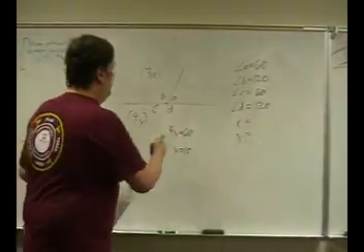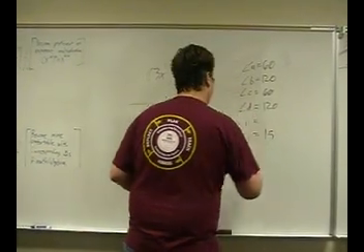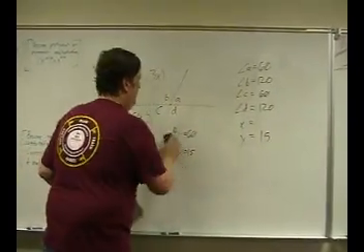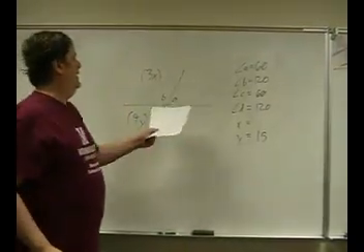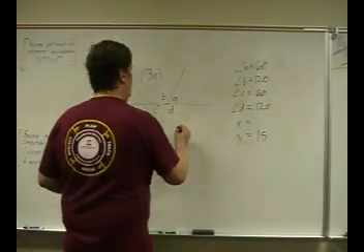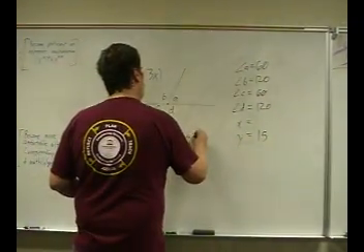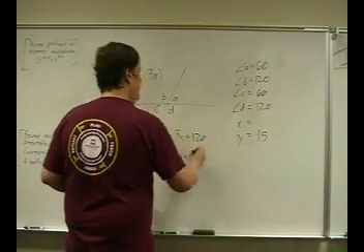So 4y equals 60, so y equals 15. And if I want to get x, because it's a vertical angle to D, it's 120, so 3x equals 120. X equals 40.